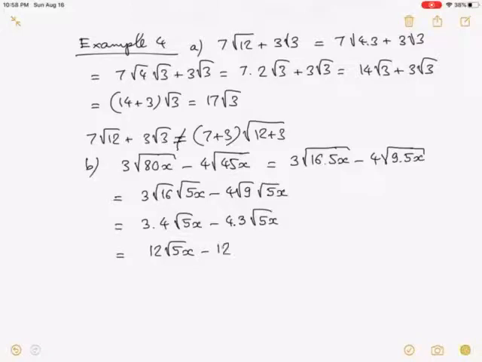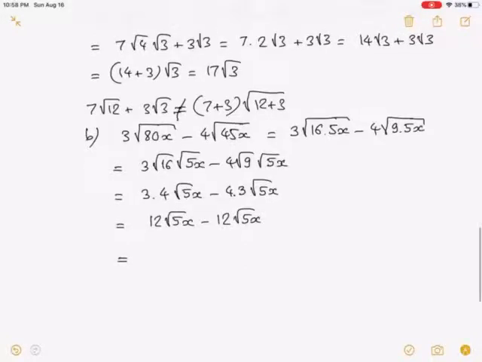So 3 times 4, this is 12 square root of 5x. 4 times 3, this is also 12 square root of 5x. So this is 12 minus 12 square root of 5x. Or this is 0 times square root of 5x. Or simply 0.